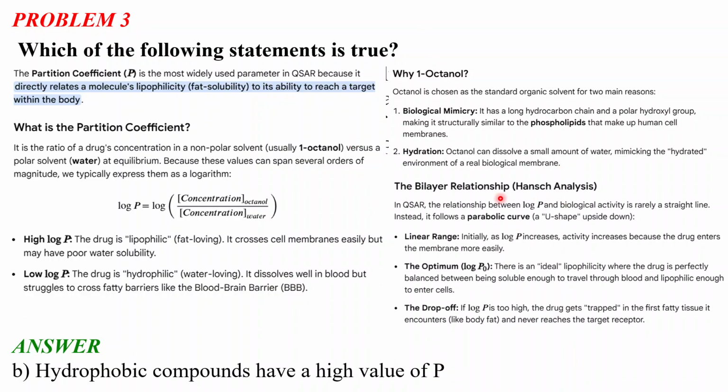Now the bilinear relationship, or Hansch analysis, in QSAR. The relationship between log P and biological activity is rarely a straight line. Instead, it follows a parabolic curve, or an upside-down U-shaped curve. In the linear range, as log P increases, activity increases because the drug enters the membrane more easily. At the optimum log P, or log P0, there is an ideal lipophilicity where the drug is perfectly balanced: soluble enough to travel through the blood and lipophilic enough to enter the cell. Then activity drops off. If the log P value is too high, the drug gets trapped in the first fatty tissue it encounters, like body fat, and never reaches the target receptor. So this is the bilinear relationship, or Hansch analysis, regarding QSAR and our log P values.